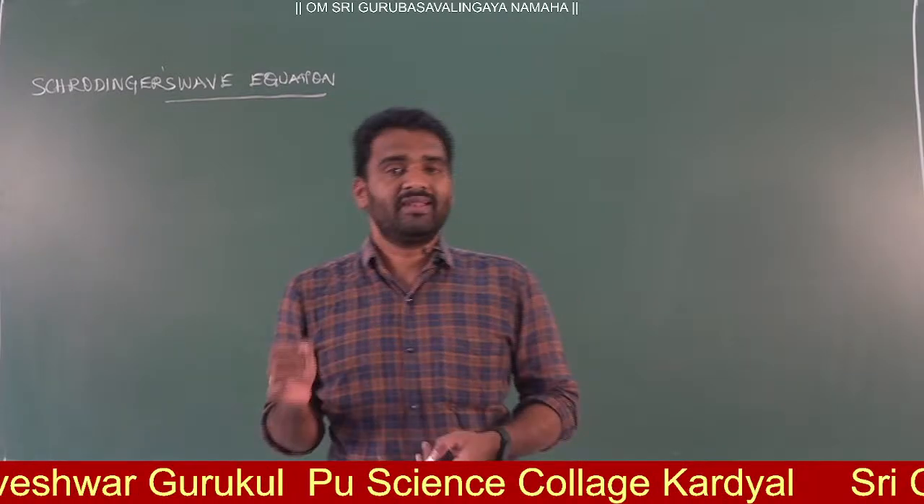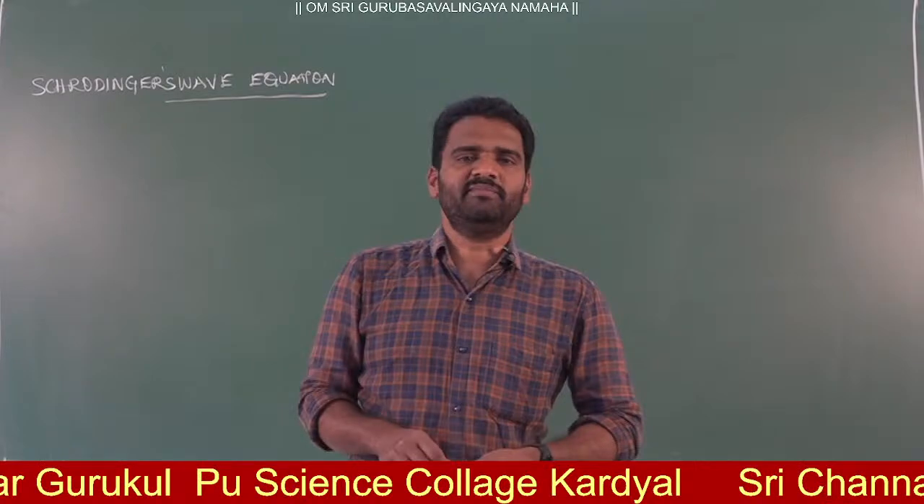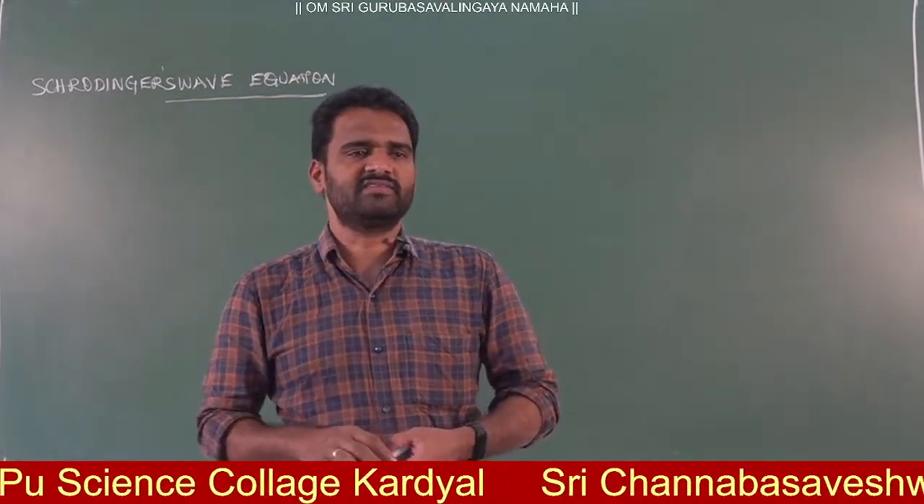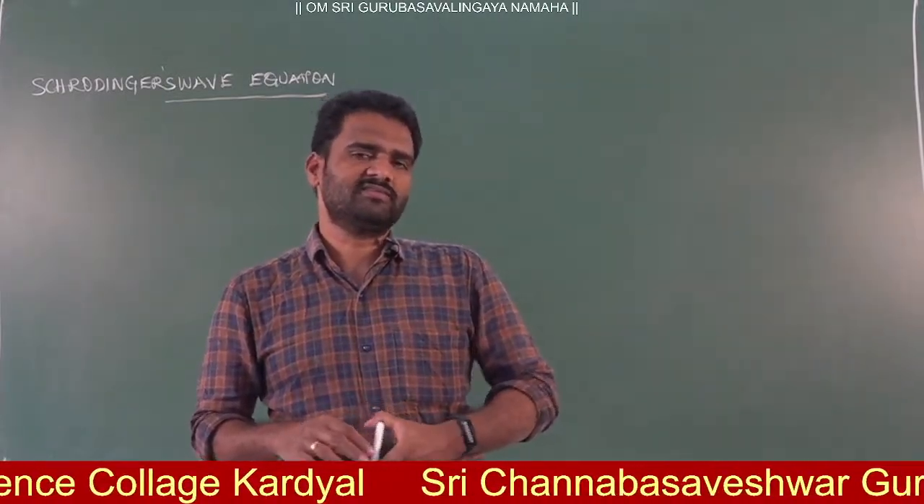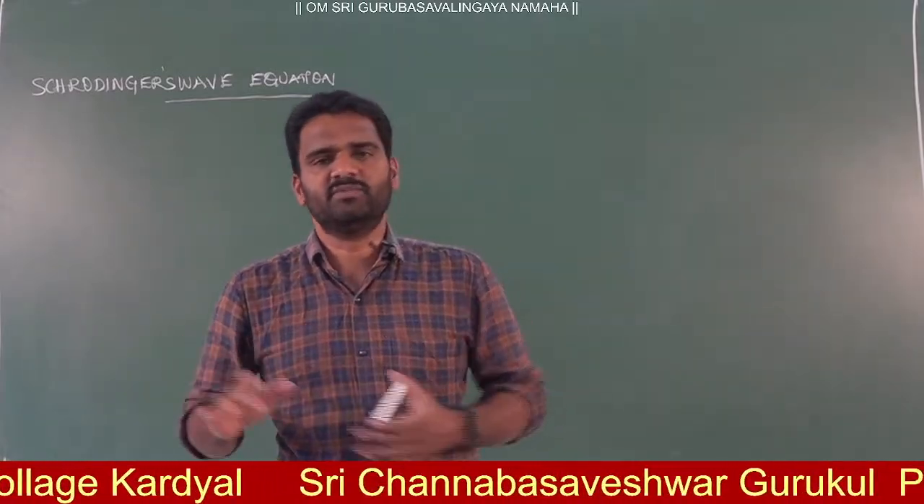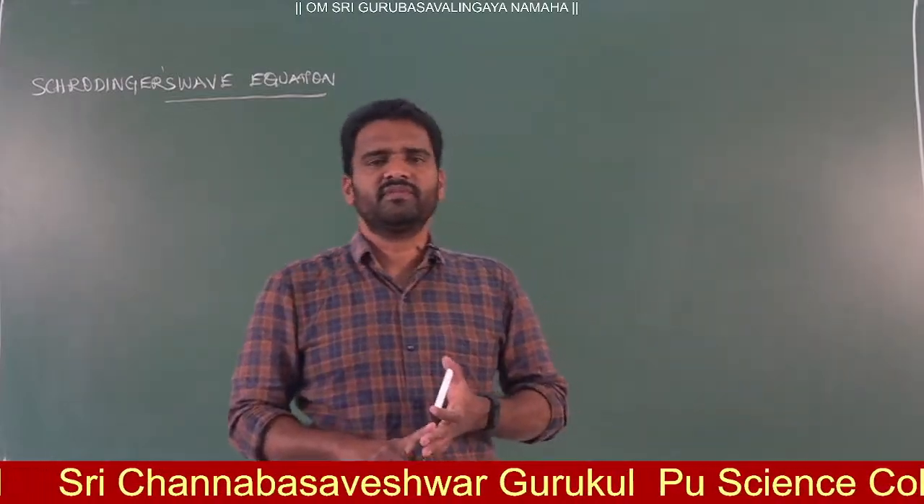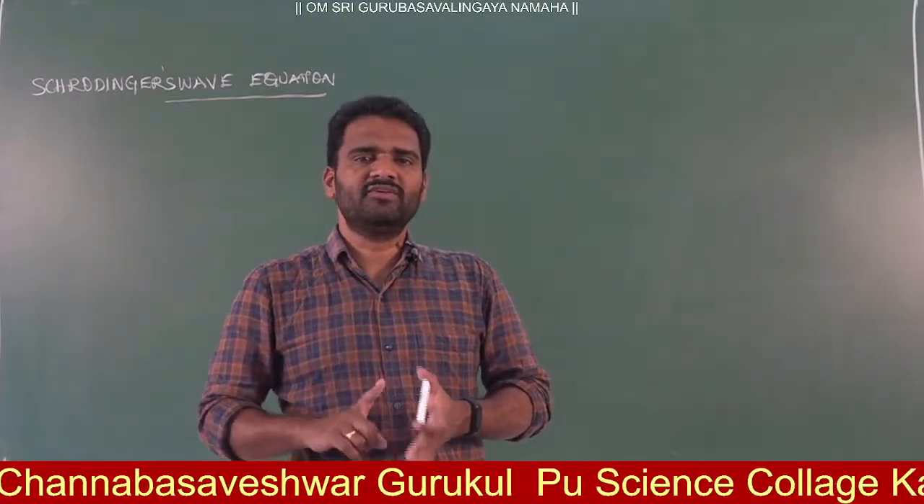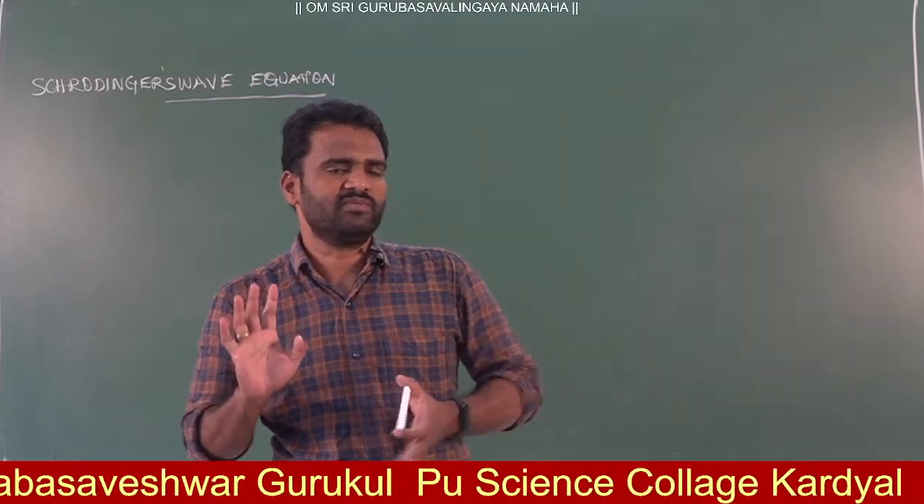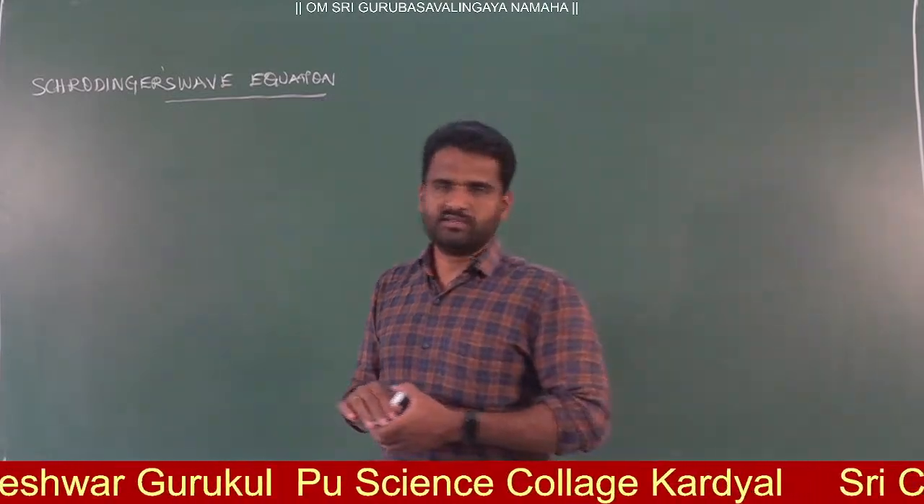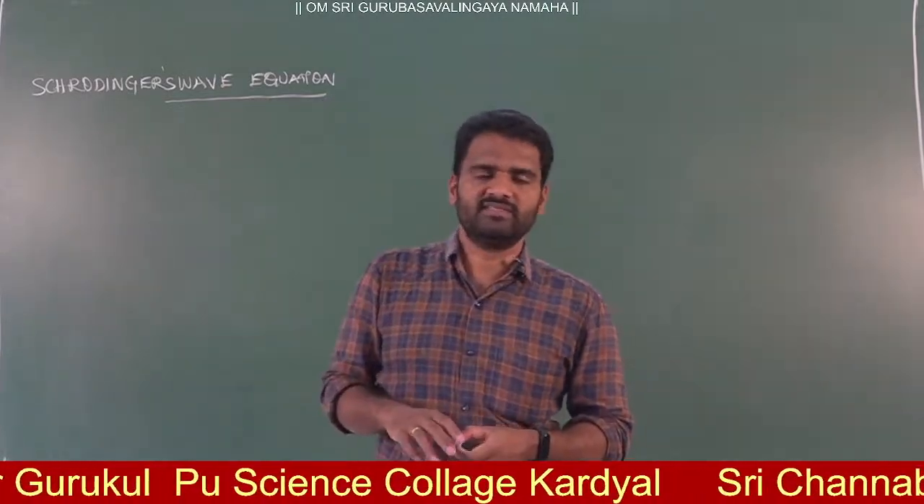For a particle like an electron, it is very difficult. Why? Because electrons are very small microscopic particles. So for microscopic particles it is impossible to determine speed and position together. Even if you calculate, there will definitely be an error in at least one term, either velocity or position. This is what we discussed in the last class.